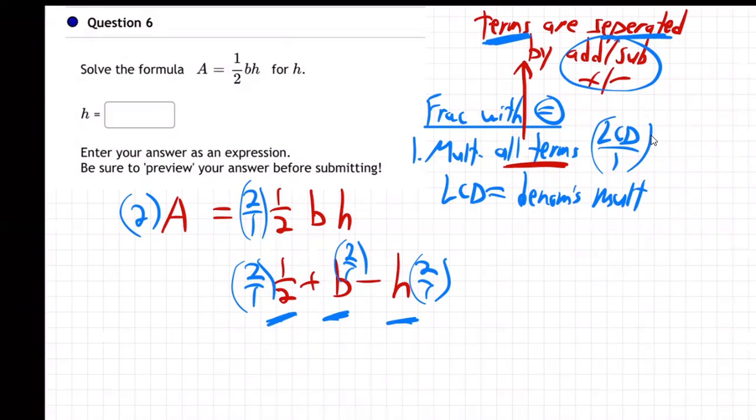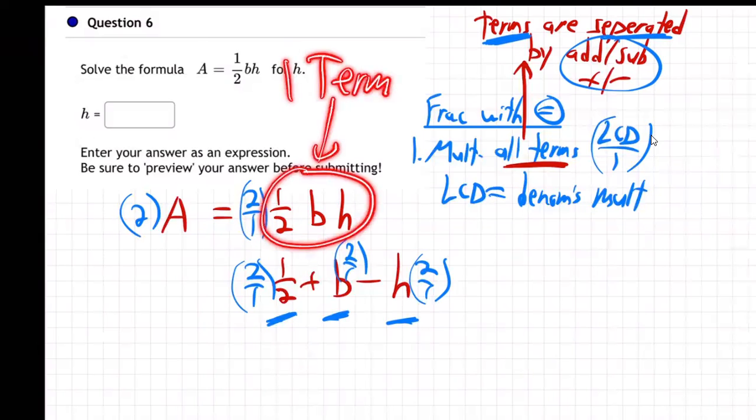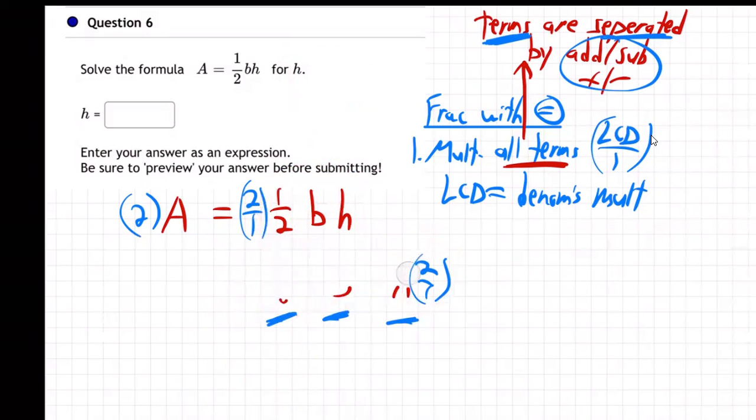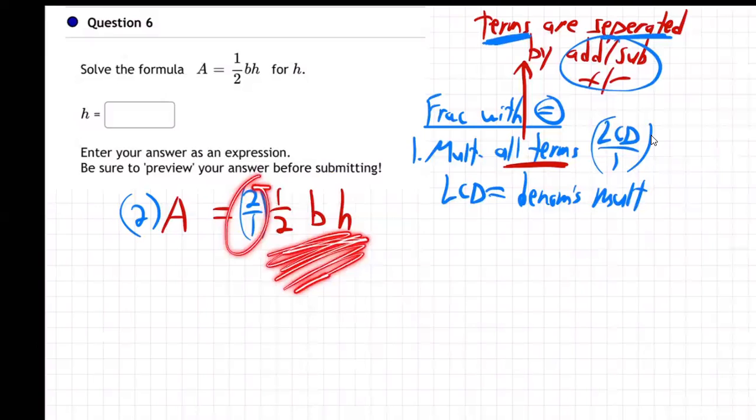So my point is this is all one term right here, because there's no separation. There's no adding or subtracting between them. If there was, then they would be 3 separate terms, and then they would all get a 2 over 1. So that's why we only do a single 2 over 1 to the right side, because they're one big chunk, one big term.